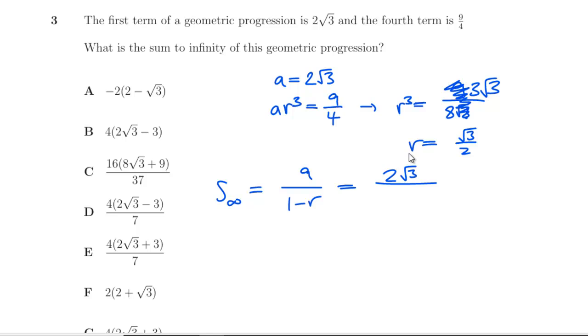So 2 root 3 over, well, let's say 2 minus root 3, make that a 4. So multiply that by 2 plus root 3, so the bottom will end up being 1. So I've just got that.